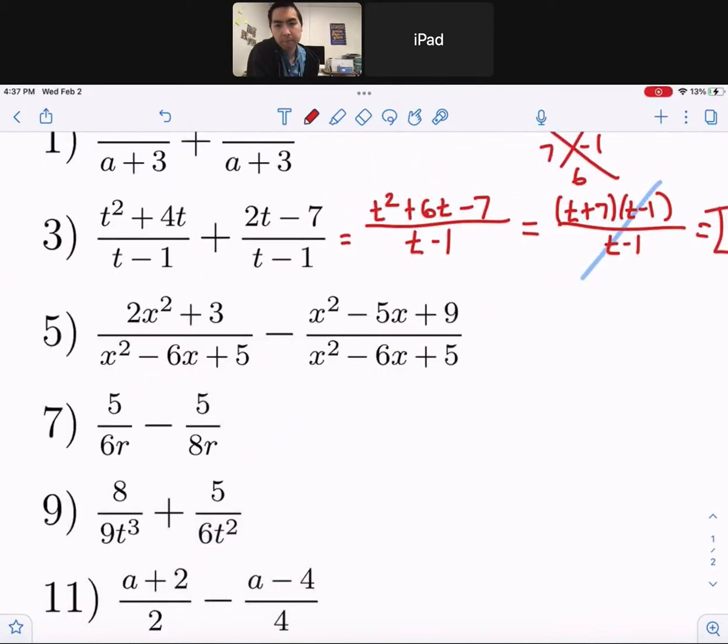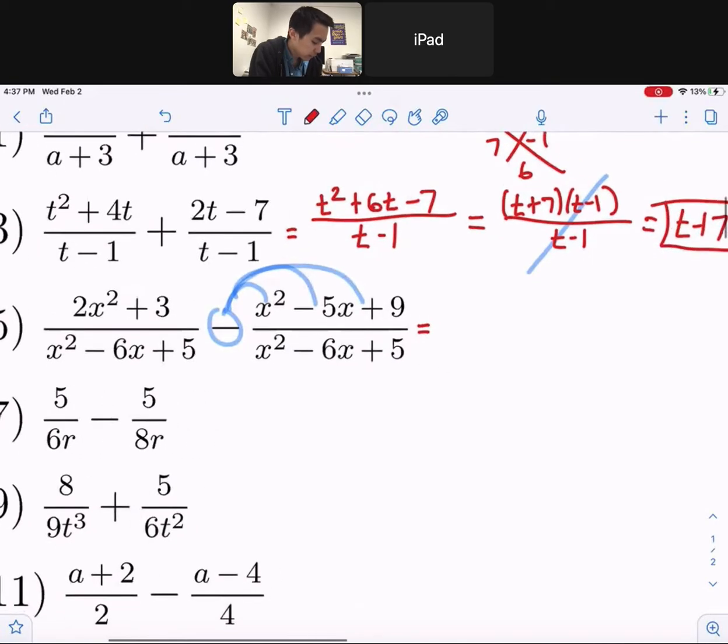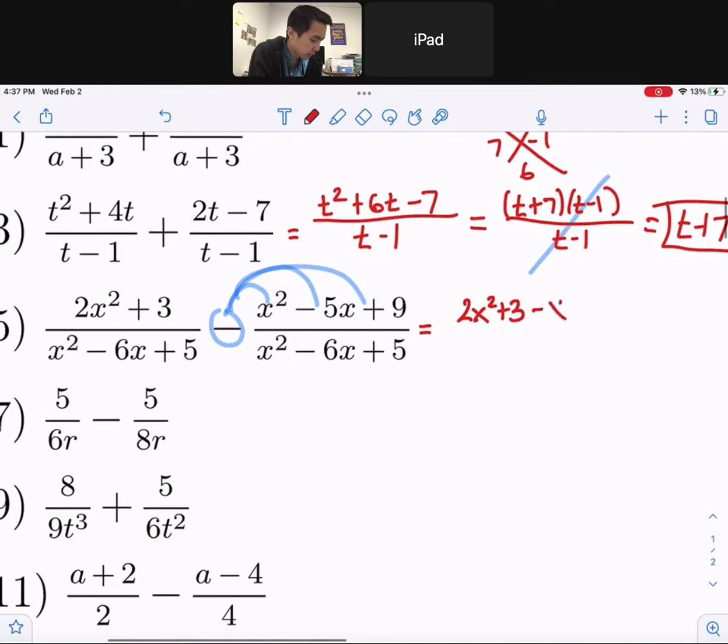Number 5. So number 5, now both of the denominators are the same, you guys. So remember, when you add or subtract, the denominators have to be the same in order to combine the numerator. So let's distribute this minus sign to each one of these, you guys. So we got 2x squared plus 3 minus x squared plus 5x minus 9, all over x squared minus 6x plus 5.